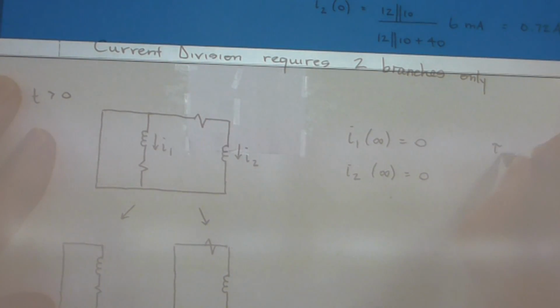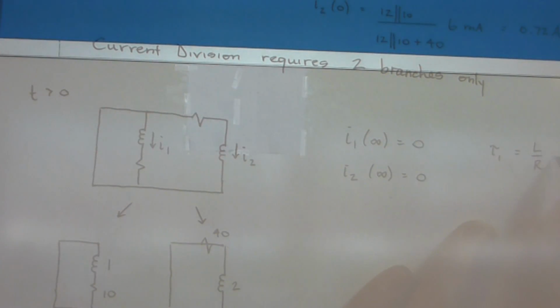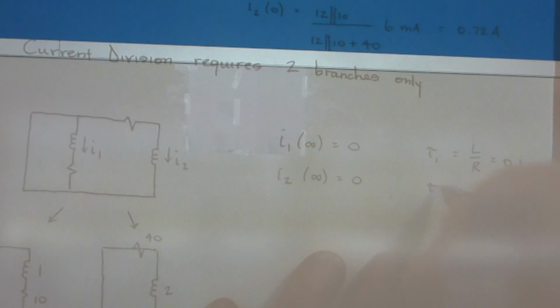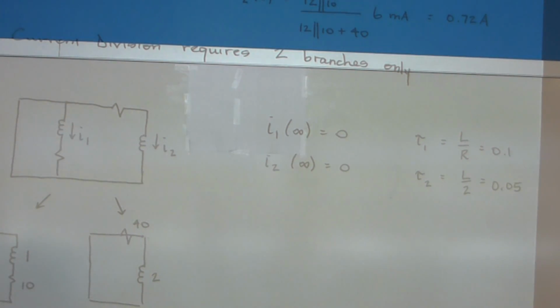Let's just call this tau 1. What was this? What's L1? 1 Henry and 10 ohms. And this is 2 Henries and 40 ohms. So L over R, 0.1. Tau 2 is going to be 2 over 40, 0.05. Okay, and so now we're ready to just write the two equations. We've got initial current, final current, and tau.